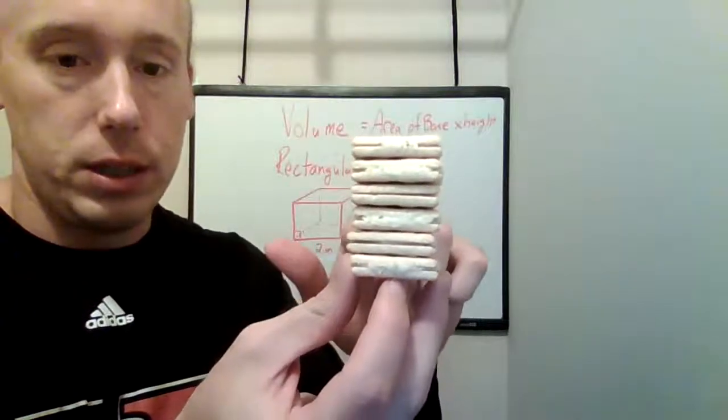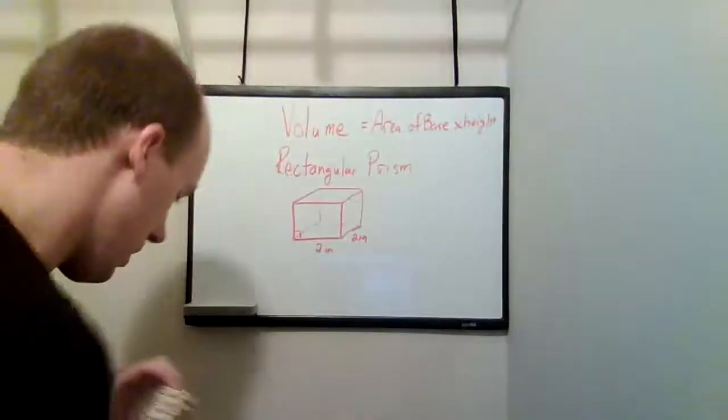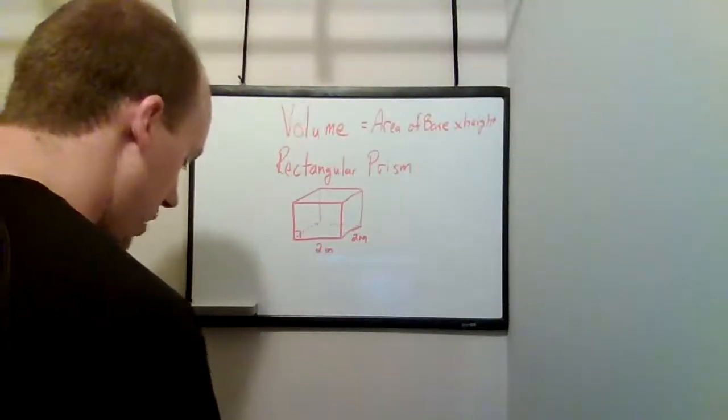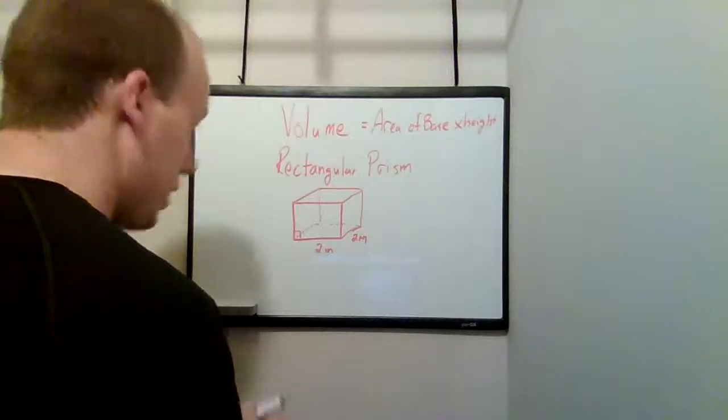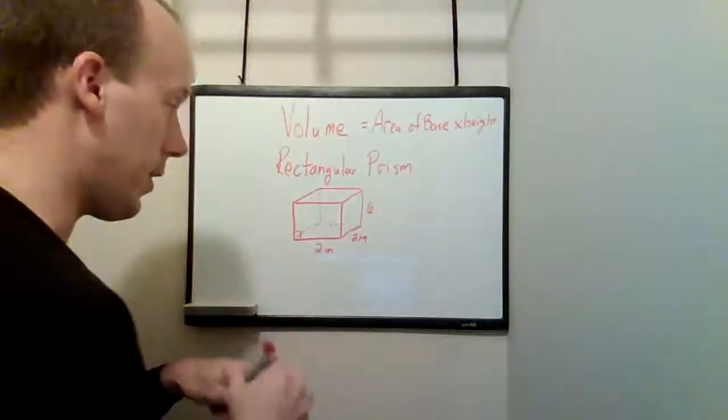So on here it's 1, 2, 3, 4, 5, 6. So my height is 6 crackers. Now if we measured it, it would be measured differently because it's not actually 6 inches, but we'll just say 6 of them stacked on top of each other. Okay?